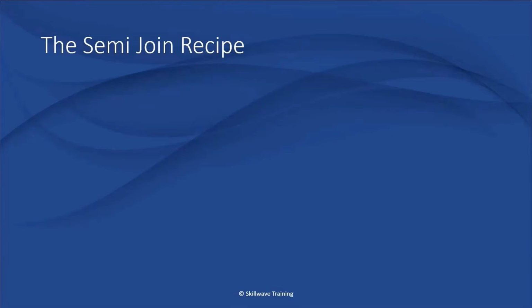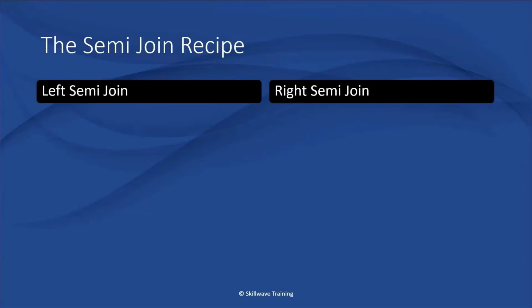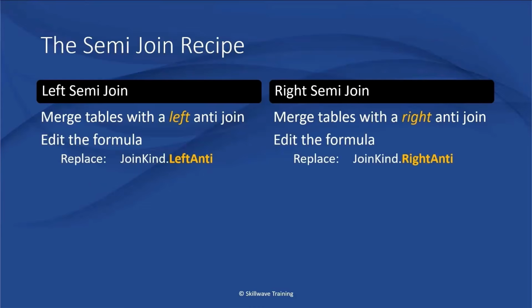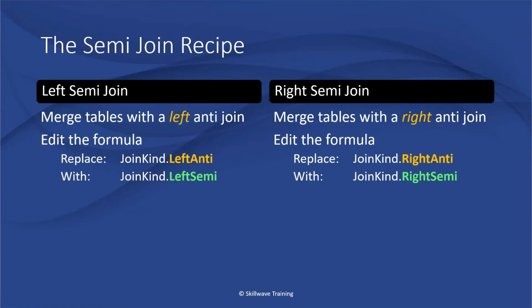So in order to build your semi-joins, I'm just going to run a comparison for your left and right semi-joins. Basically, you're going to set up a standard join using a left or right anti-join as needed. Once you've made your anti-join, you're going to edit the formula in the formula bar and replace the join kind. Instead of left anti or right anti, we're going to switch it out to left semi or right semi. Okay, so basically you're changing the word anti for semi.